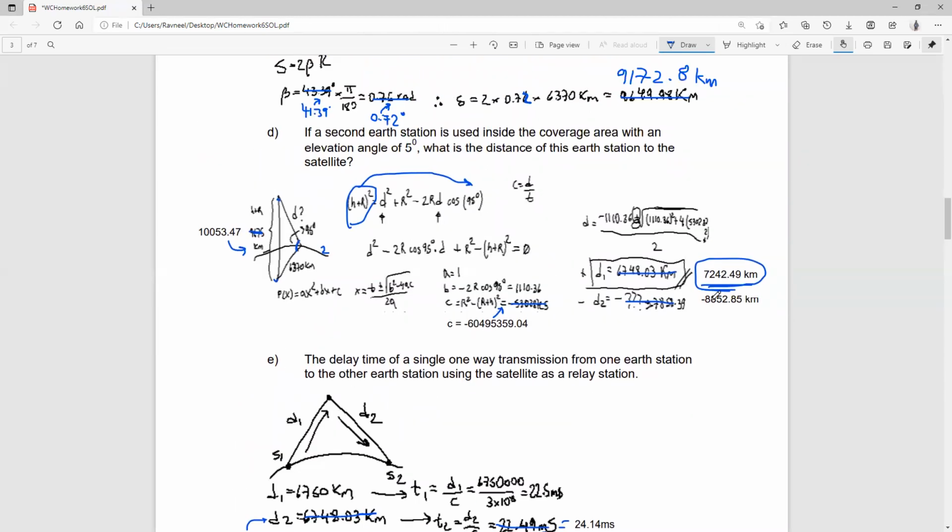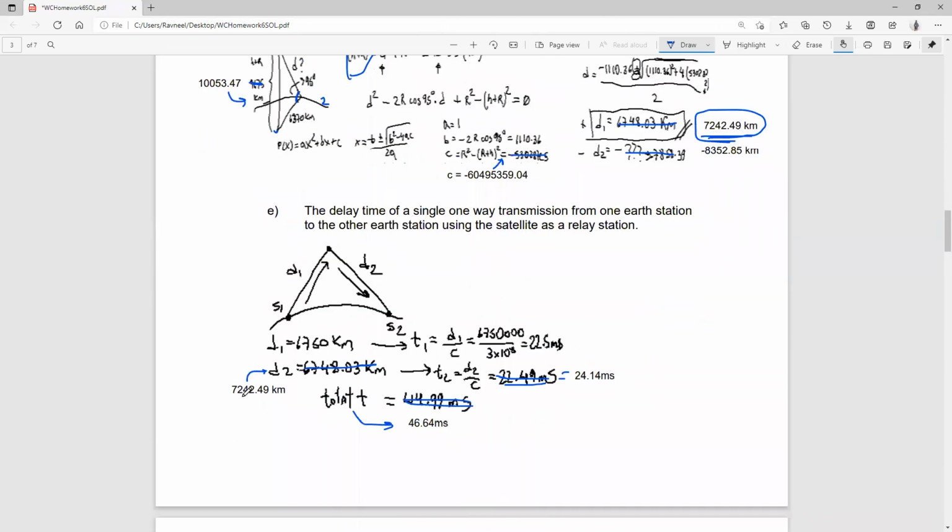And the distance between the satellite and Earth station 2, that is what we calculated in part D over here, is equal to 7,242.49 kilometers. To find time, knowing that the message will be traveling at the speed of light, time is basically given by distance divided by speed. So the time from here to here is given by 6,750 times 10 to the power of 3 divided by 3 times 10 to the power of 8, that is going to be 22.5 milliseconds.